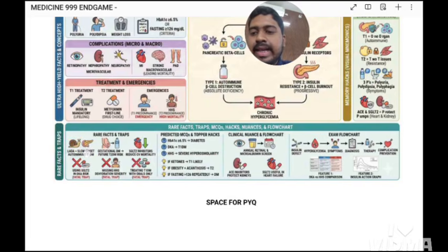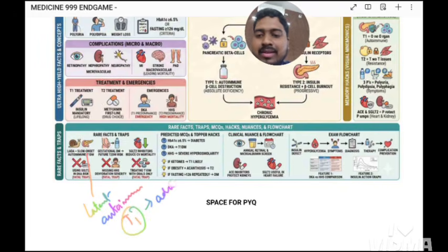So, LADA is latent autoimmune diabetes in adults. Okay, so which means type 1 diabetes which occurs in adults is known as LADA. It is slow onset, and later on they will go for insulin dependence.